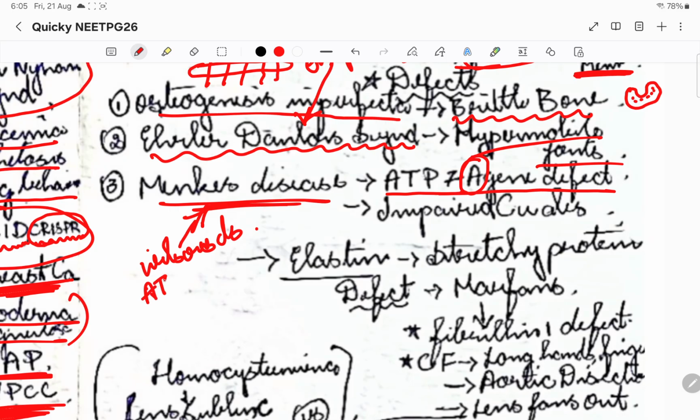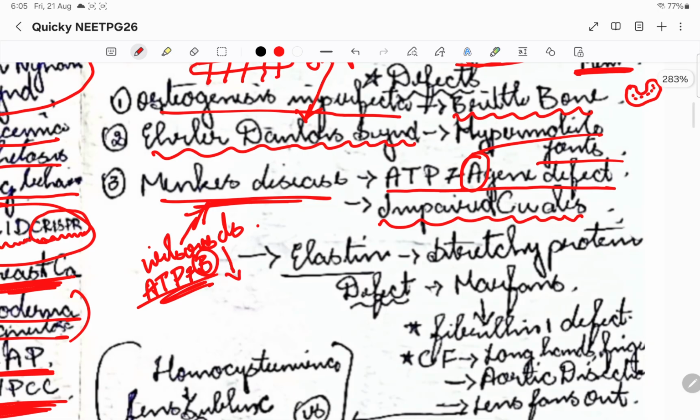If it is the ATP7B gene, it is going to be Wilson's disease. Okay, then there is impaired copper absorption. In Menkes disease it is going to be impaired copper absorption, whereas in Wilson's disease there is a copper transport defect. When the transport of copper is affected, then it is going to be Wilson's disease, which is ATP7B. Whereas if an ATP7A gene defect is there, then it is going to be impaired copper absorption.